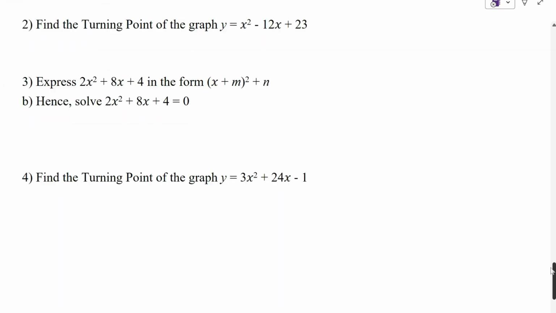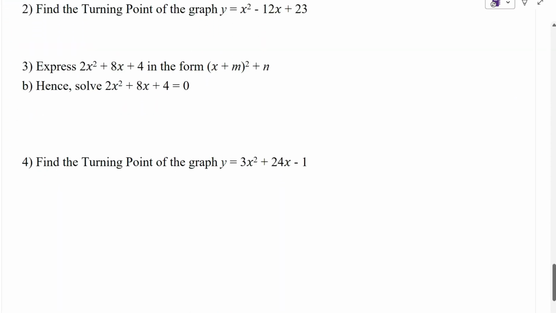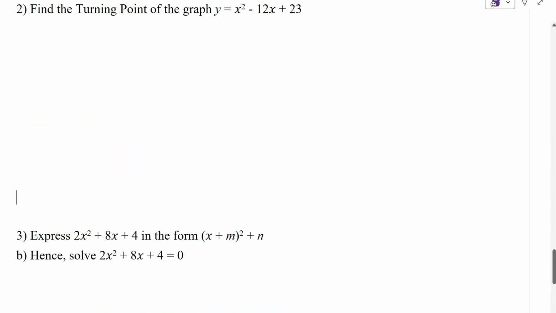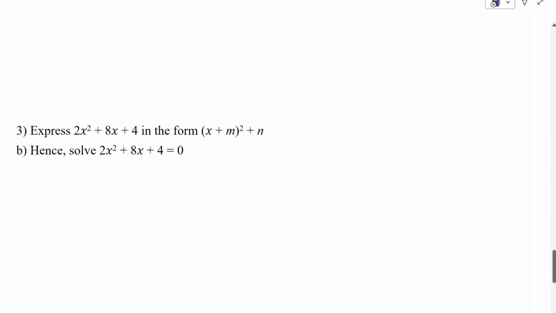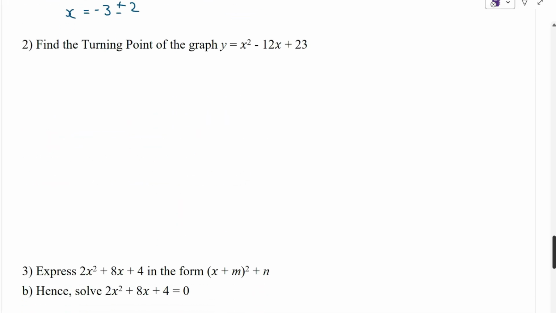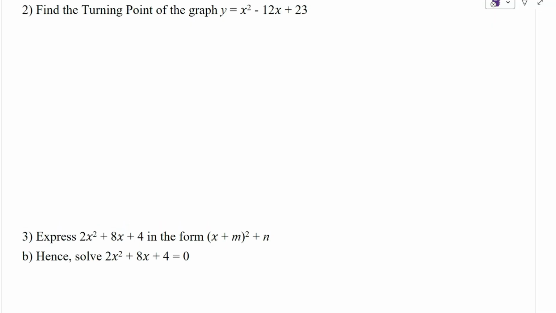Moving on to question 2. Okay, just create a bit of space there. Okay, now for this question, they are just simply asking to find the turning point of this graph, meaning that we just need to complete the square and then find that one set of coordinates. So starting off, we can see it is in the correct format, so we can complete the square straight away.